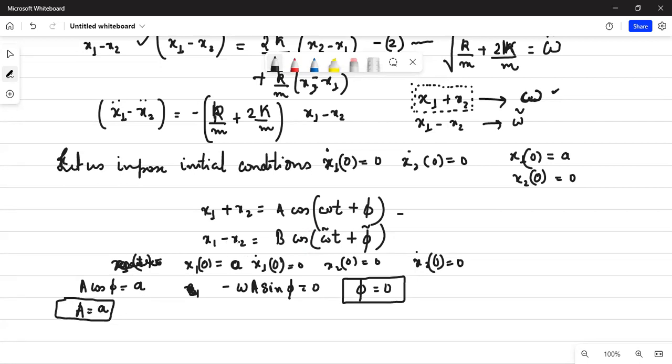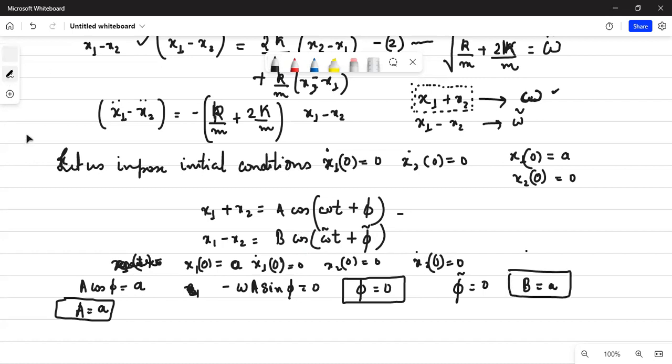Similarly, in the second case, if I impose these conditions, because the same structure is there, if I differentiate with respect to time, I'll get x1 dot minus x2 dot is equal to minus omega tilde B sine(omega tilde t plus phi tilde). If I replace at t equal to 0, x1 dot equal to 0 and x2 dot equal to 0, I will obtain that my phi tilde would be 0. And at t equal to 0, my x1 minus x2 was a and this was B, so I'll obtain that my B is also equal to small a. Is that clear? I hope this is clear to you.